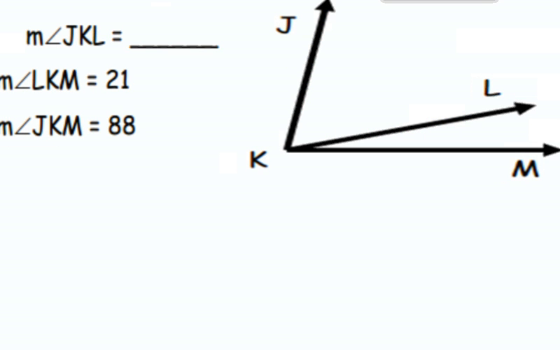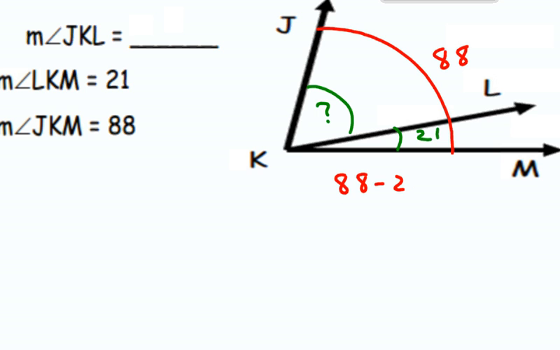Okay, this is a similar one, except now this time I'm looking for JKL, so I don't know what this one is. My angle LKM is 21, and the big angle is 88. All right, so I'm going to find my missing piece by starting with the big angle and subtracting the little one, and that will give me 67 degrees.